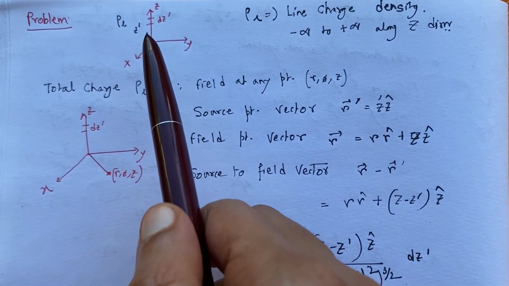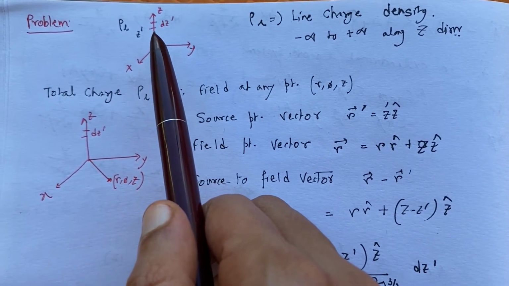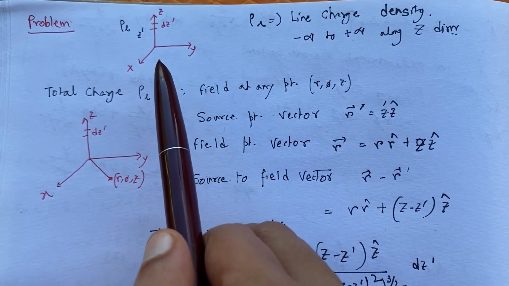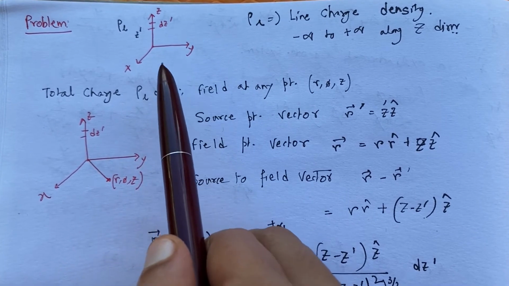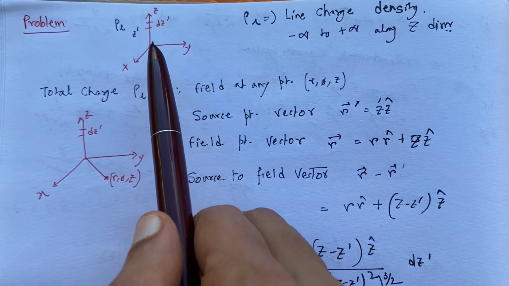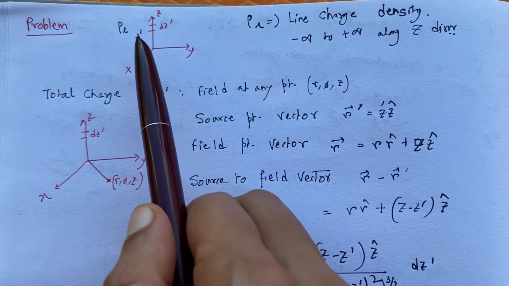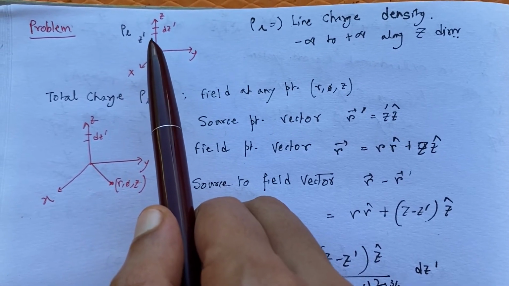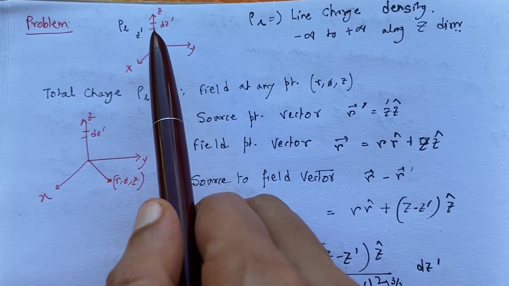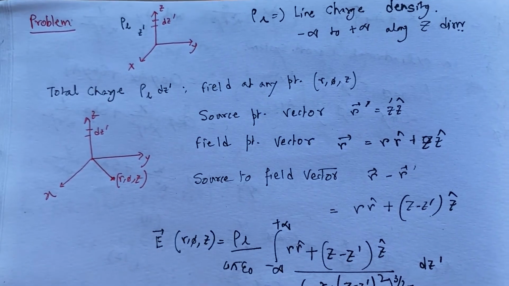And I am taking that at coordinate z prime, that is, if I go upward from this xy plane. Here in this xy plane, z is equal to 0, z coordinate equal to 0. If I go a distance of z prime from this xy plane, I will reach this z prime coordinate. There I choose this dz prime element, an infinitesimally small element, and I will take this charge distribution.